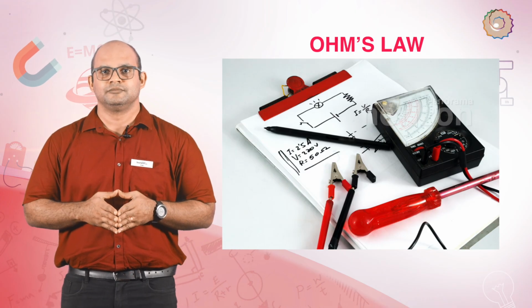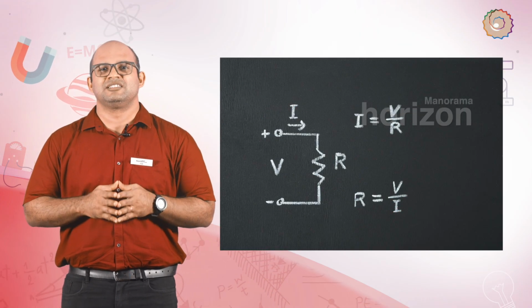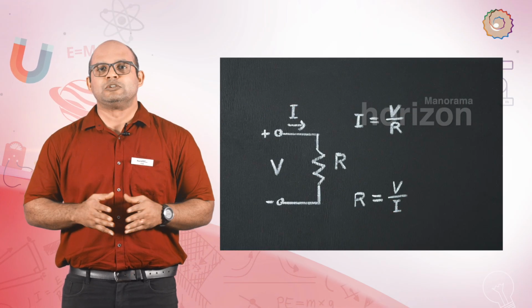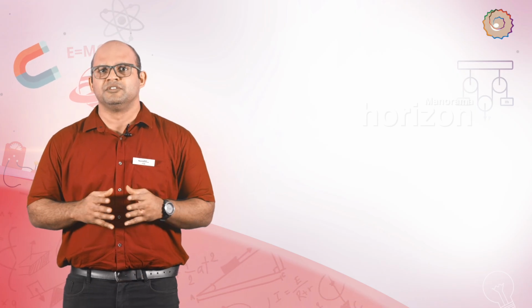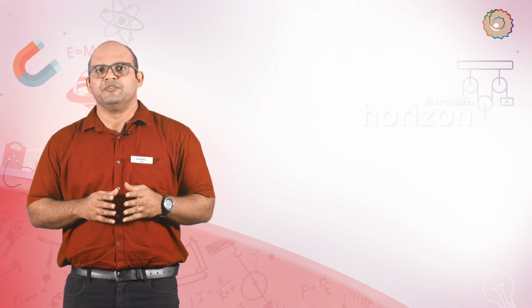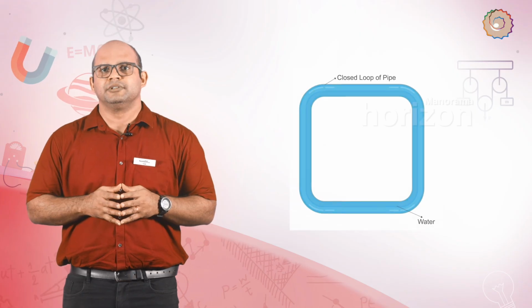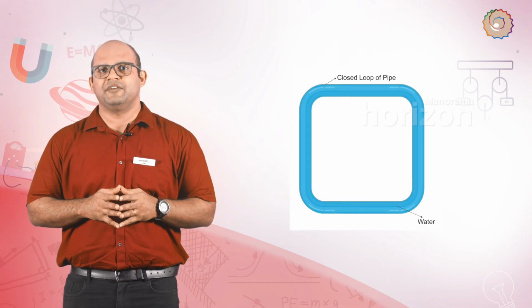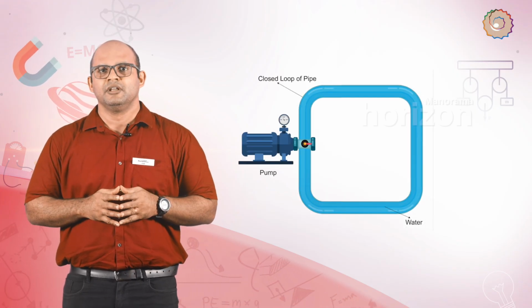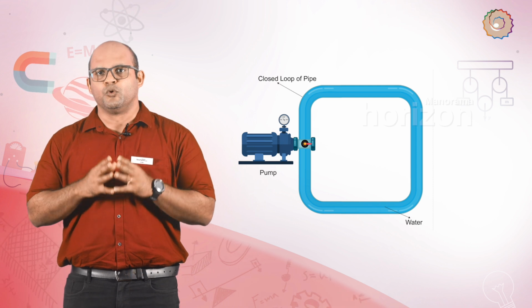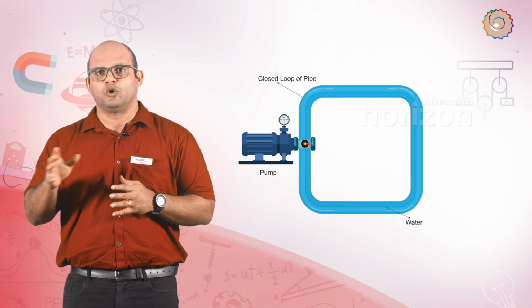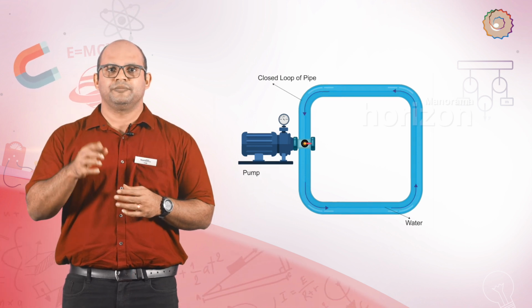Ohm's law. Before we attempt to understand what exactly is Ohm's law, let's go back to the water analogy that we did earlier. To get some more insights into the relationship between potential difference and current, let's say we have a closed loop of pipe fully filled with water and having a water pump inside it. When we switch on the pump, it forces the water to circulate either clockwise or anti-clockwise.